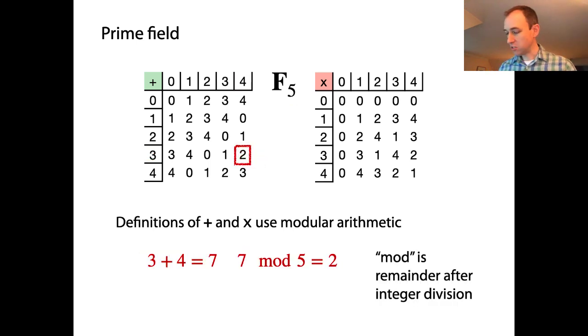Okay, so let's also do one of the multiplication table numbers. Let's pick this one. So what are the operands? 2 and 4. So this is saying 2 times 4 we know equals 8, but 8 mod 5, the remainder after integer division by 5, is 3. So that's why we have a 3 here.